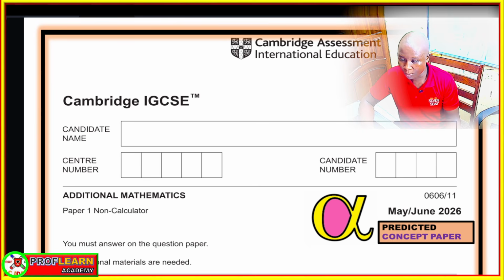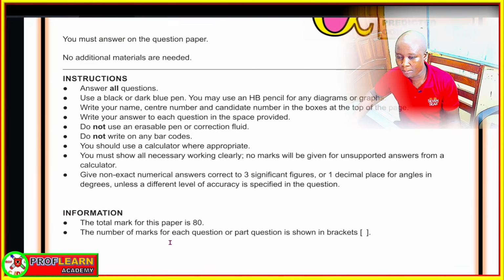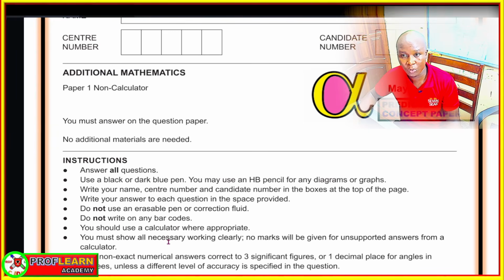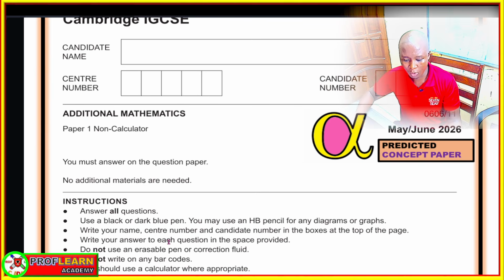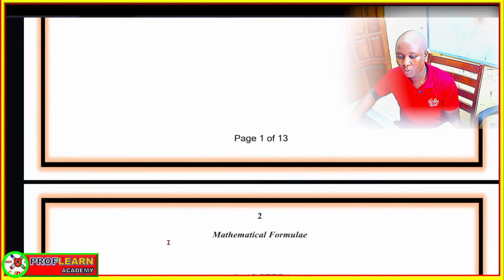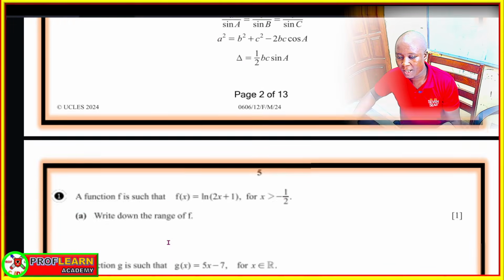So here I'm going to take you through some of the most important areas that you have to ensure you prepare for as far as that paper is concerned. This is a prediction of May-June 2026, paper 1 Add Math of CIA. So if you don't want to fail that paper, these are the key aspects you have to remember regarding paper 1.